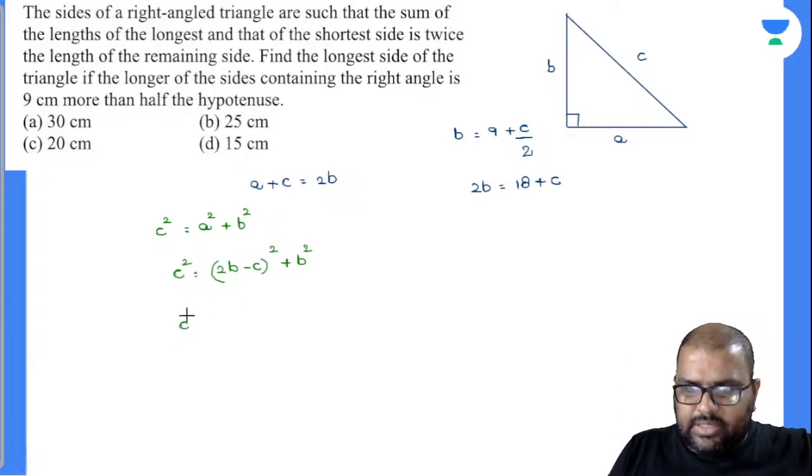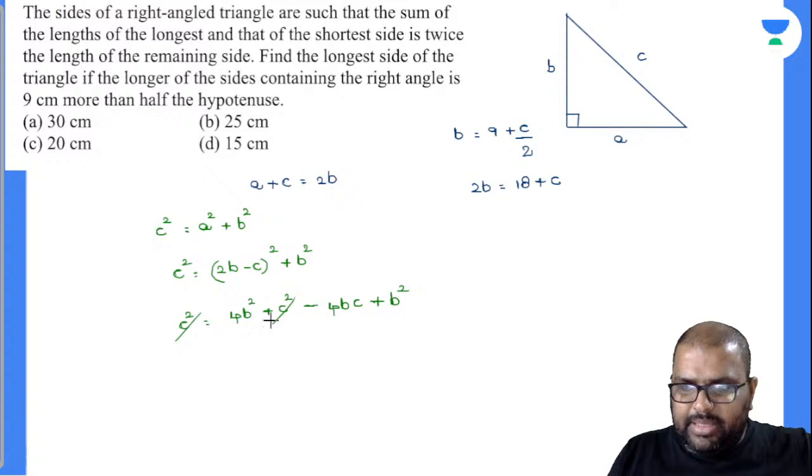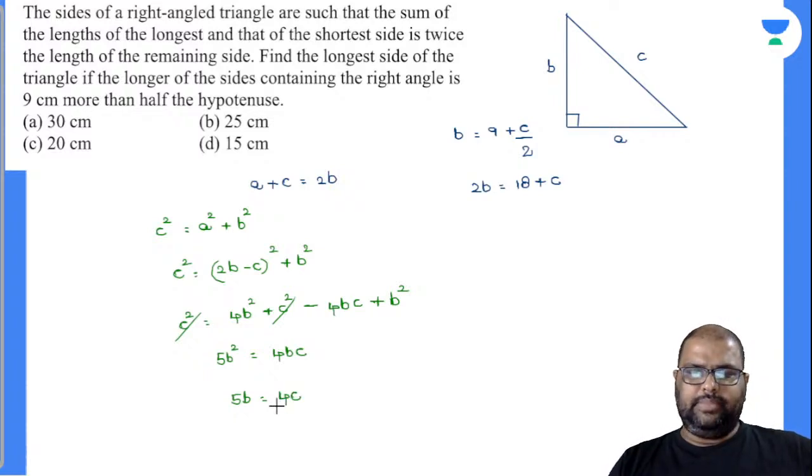So C square is equal to, in the format of a minus b whole square, 4B square plus C square minus 4BC. Then plus B square. Okay, now C square gets cancelled. Now B square plus 4B square will be 5B square is equal to 4BC. Automatically 5B is equal to 4C. Am I right or wrong? I can write down this point there.